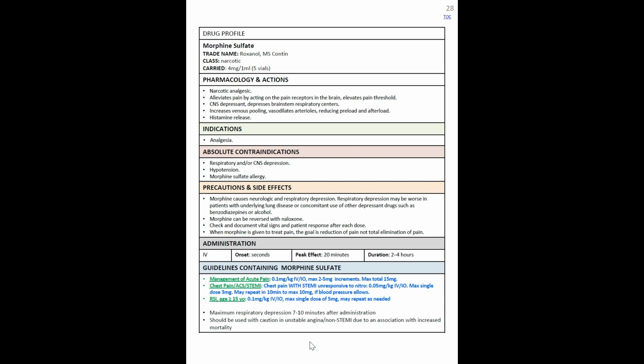And we can give this for RSI for post intubation at 0.1 milligram per kilogram, IV/IO, max single dose of 5 milligrams, and you may repeat it as needed. So just remember, respiratory depression can set in. I have in the notes here 7 to 10 minutes after administration. So we want to be cautious of that as well.